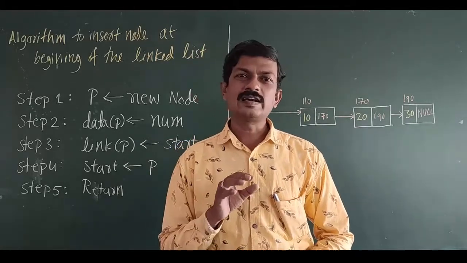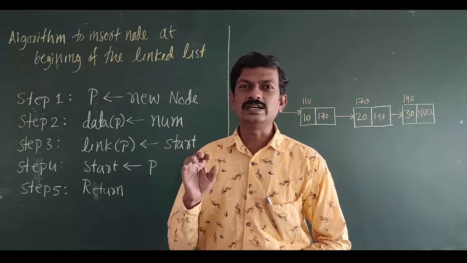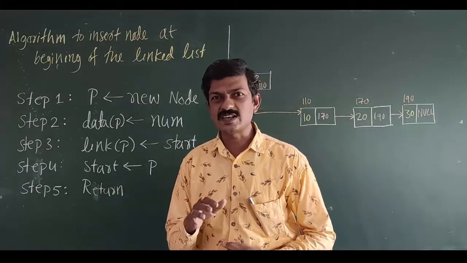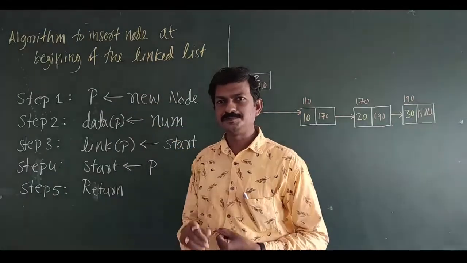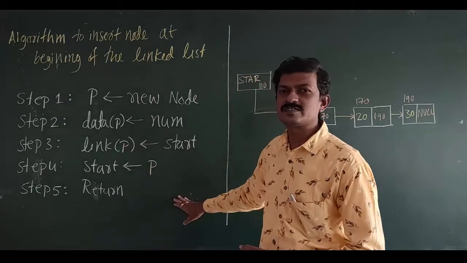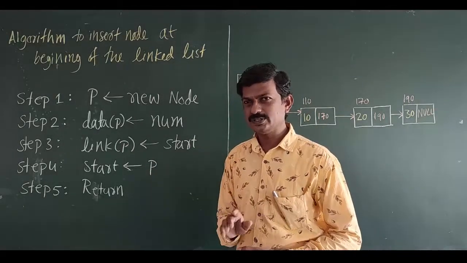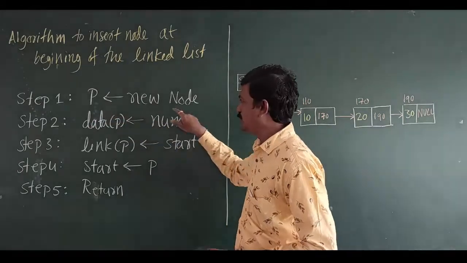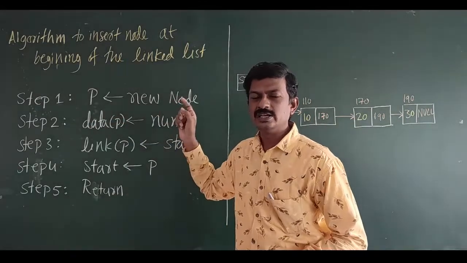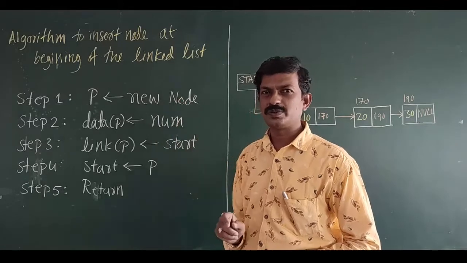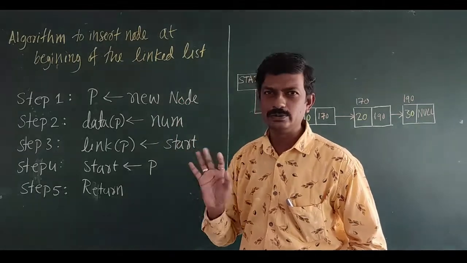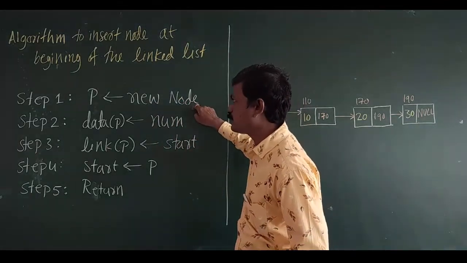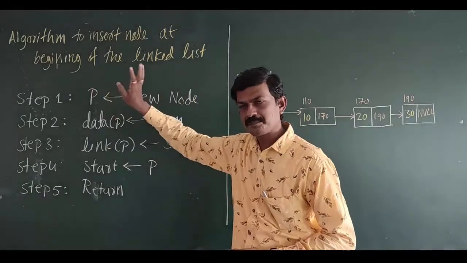How we insert a node into the given linked list, we are going to discuss with the help of an algorithm. This algorithm consists of 5 different steps. Step 1, P equal to new node, where new is a dynamic memory allocation operation which creates a new node. I am creating a new node and naming it node P.